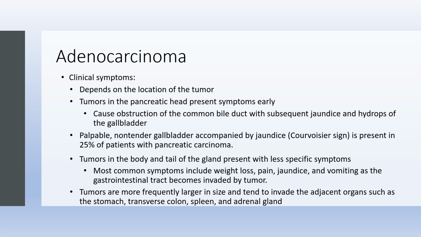Tumors of the body and tail have less specific symptoms because we don't get that impingement on the gallbladder and the common bile duct. So most commonly, we're going to see weight loss, pain, jaundice, and vomiting as the GI tract gets invaded by the tumor. The ones in the head are going to be more survivable because they're going to be found earlier, because they're going to present with symptoms earlier. The body and tail tumors are frequently larger in size, and they've already invaded adjacent organs by the time we find them.